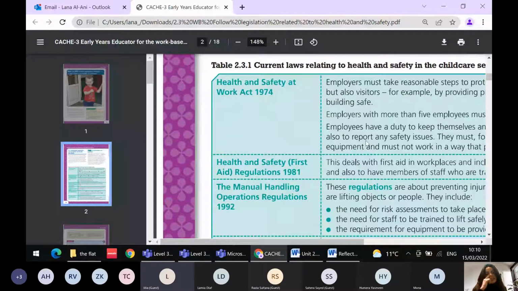So the current legislation, can you think about some of the current legislation that we have in the UK? Anyone would like to contribute?